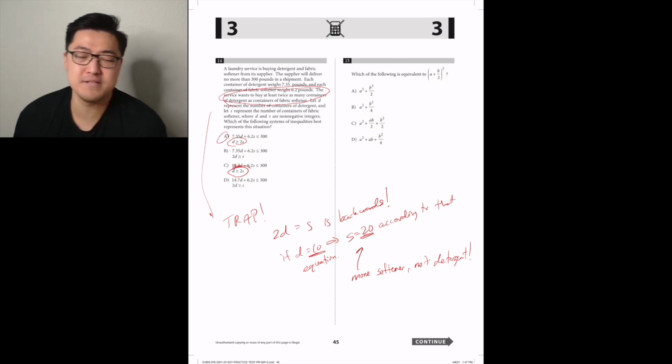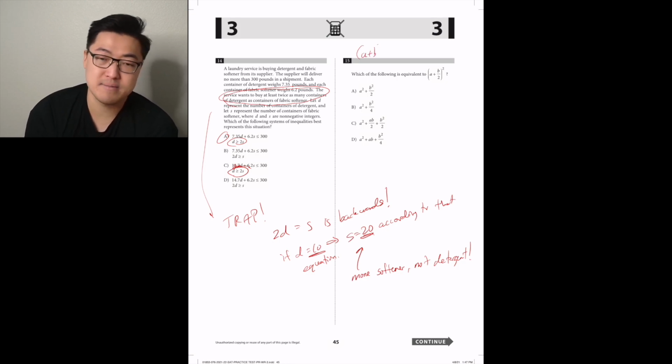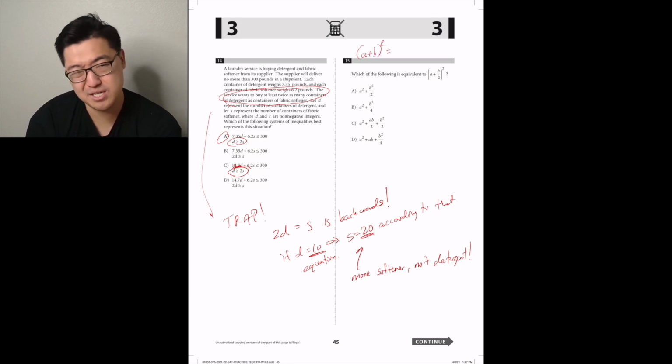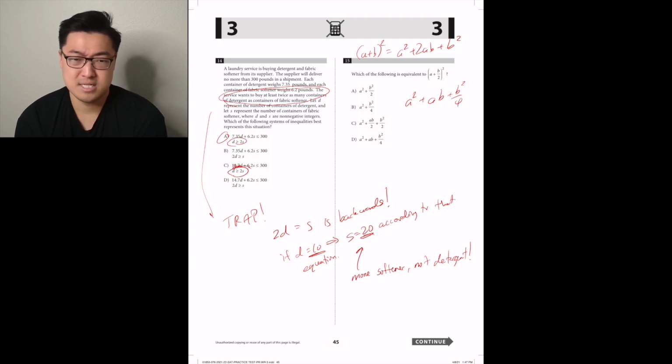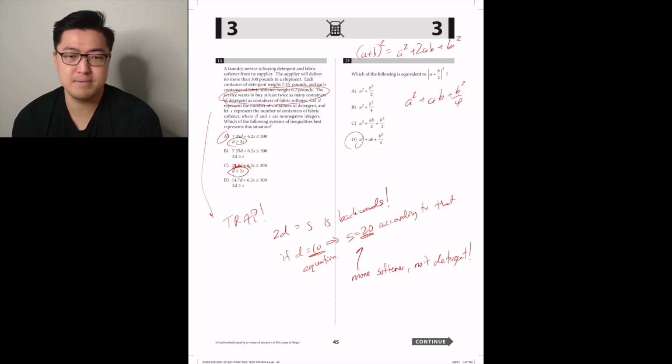Which of the following is equivalent to that? You could plug in here, so maybe A is 1 and B is 2. I think I'm also just going to do the A plus B formula, though. A plus B squared is A squared plus 2AB plus B squared. So it's going to have an A squared, then 2 times A times B is going to be AB. So the only one with a middle AB term is D.